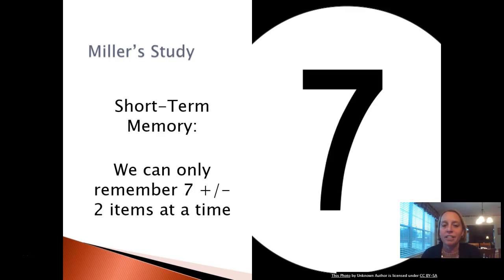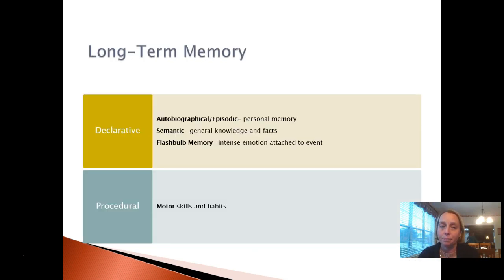Well, it certainly is, and you may be familiar with Miller's famous study where he discovered we only have the capacity to hold on to approximately 7 items at a time. So it's 7 plus or minus 2, so between 5 and 9 items is what our capacity is.